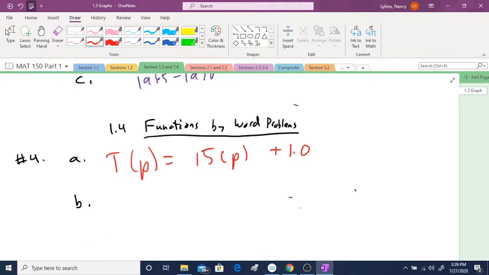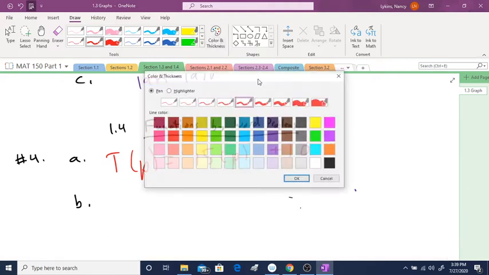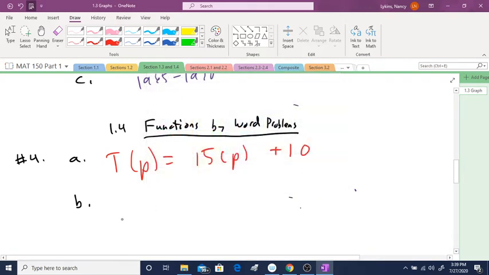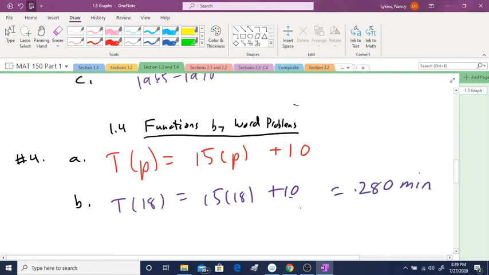So what happens when it is 18 pounds? Well, you put 18 in for P, so I'd say 15 times 18 plus 10. So this is going to roughly take you 280 minutes. Or getting close to 5 hours. Okay?